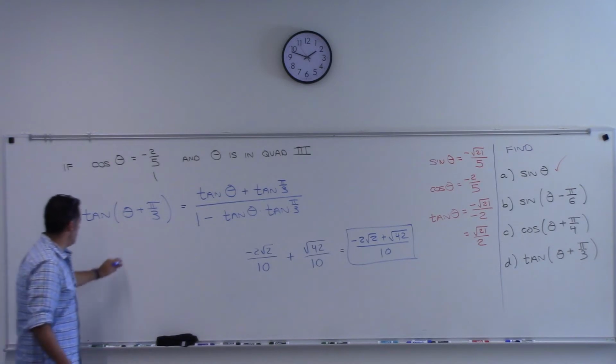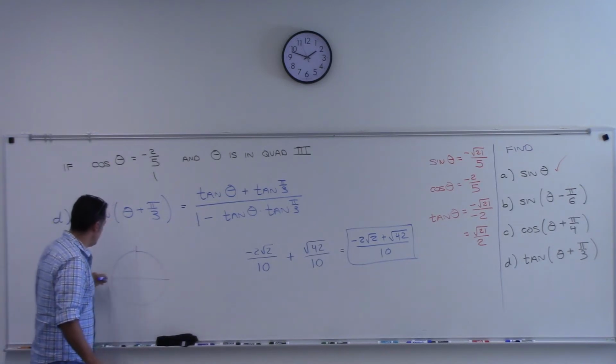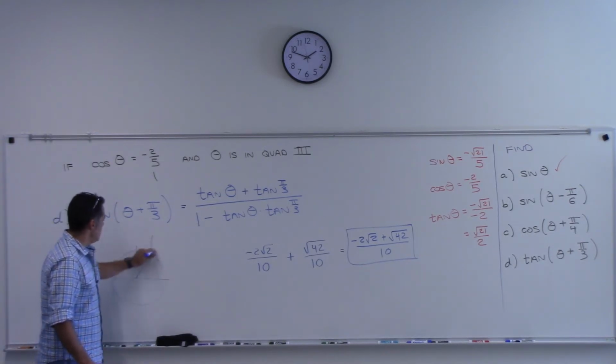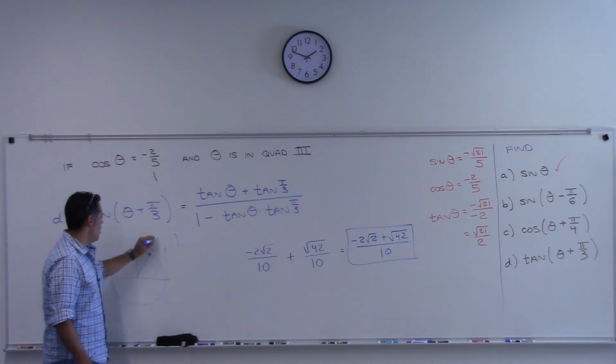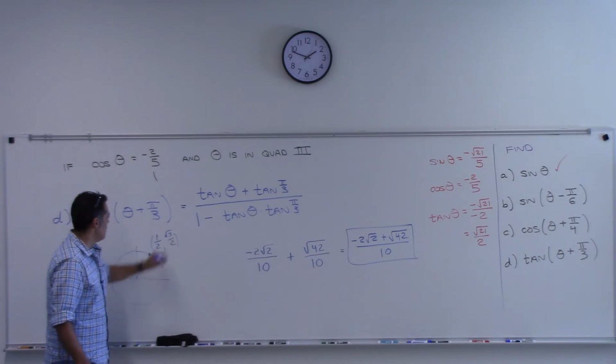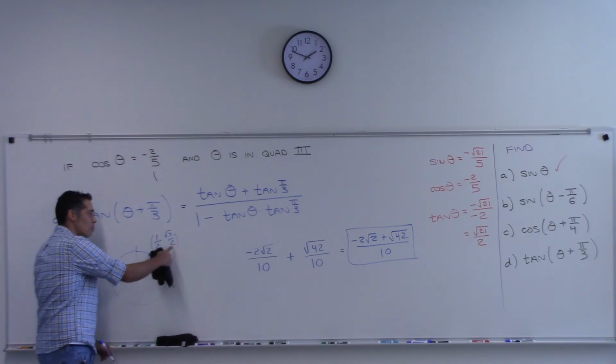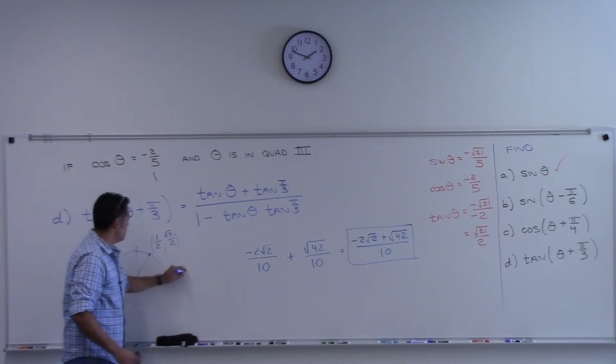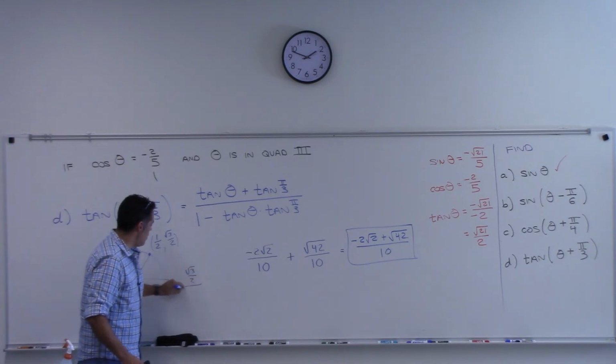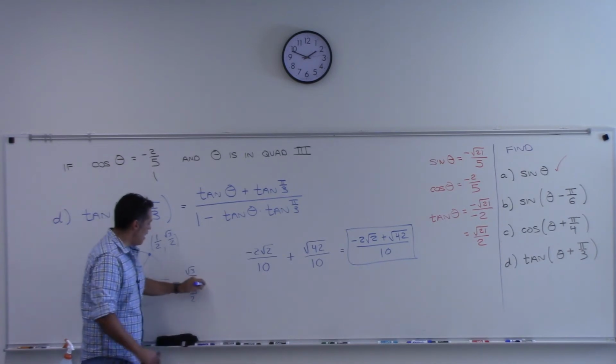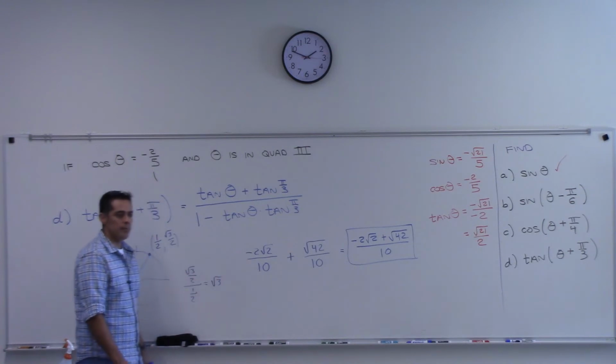That's a little harder, but let's see. At pi over 3, you're here, right? That's the point 1/2 here, right? X coordinate 1/2, and then √3/2. By definition, tangent is the y divided by the x. So √3/2 over 1/2. Flip, keep dot flip, and you should get √3.